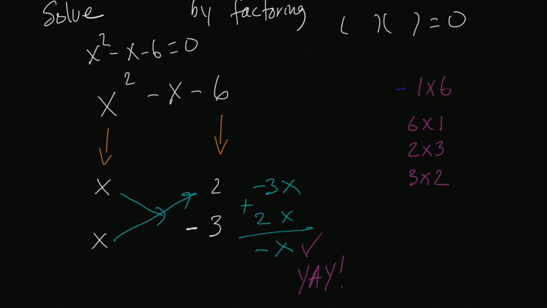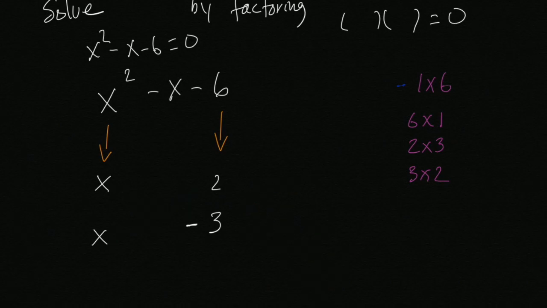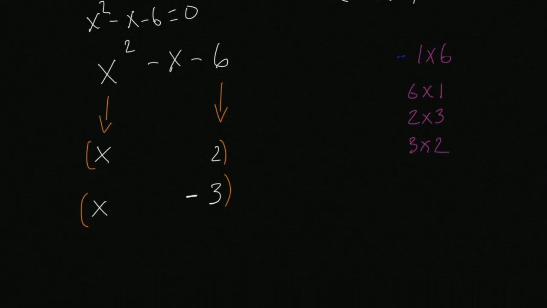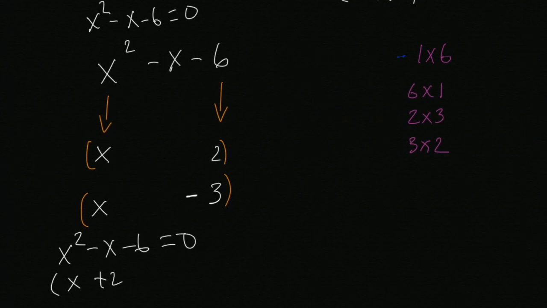And now that I have done all of this hard work, now that we have the correct factors, the correct multiples, these two right here are your correct terms. And so my original problem was x squared minus x minus 6 is equal to 0. I now can rewrite it with the factors I have: x plus 2 times x minus 3 is equal to 0.